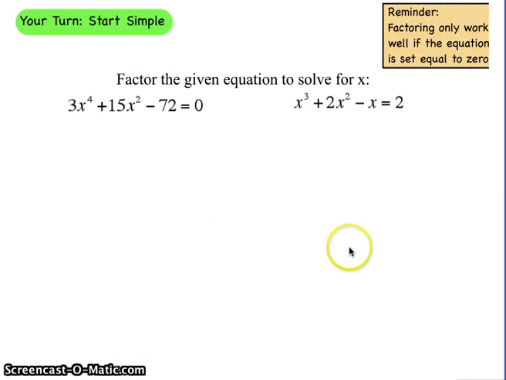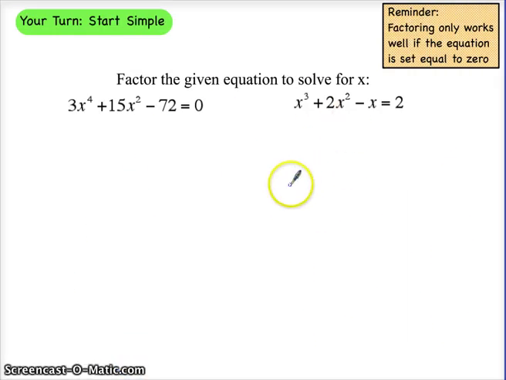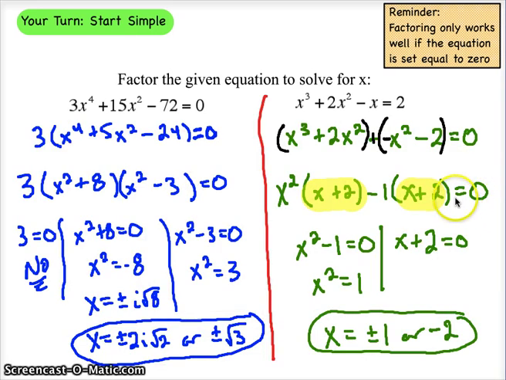Go ahead, there's two examples here on this next page. See if you can solve those. I'll fill them in here in just a minute, so go ahead and pause the video now. Try them out. Good luck. All right, here are both answers worked out for you.